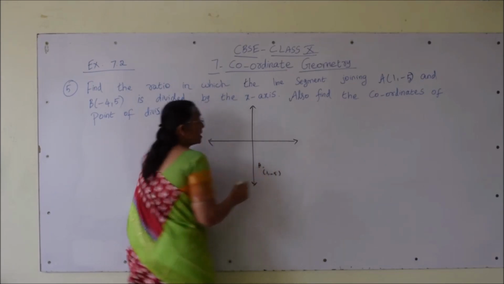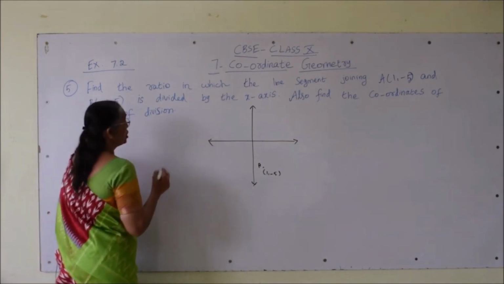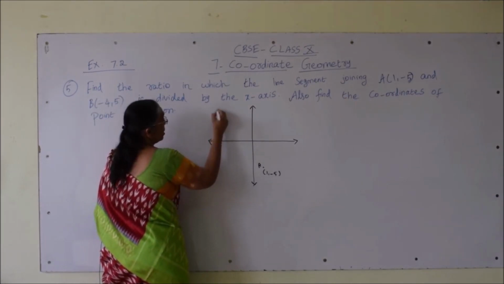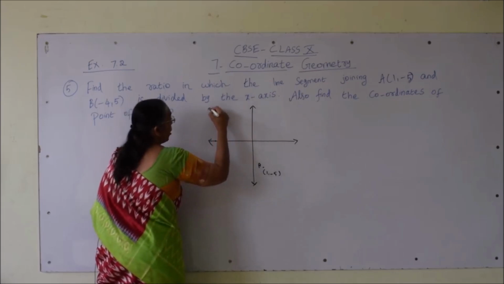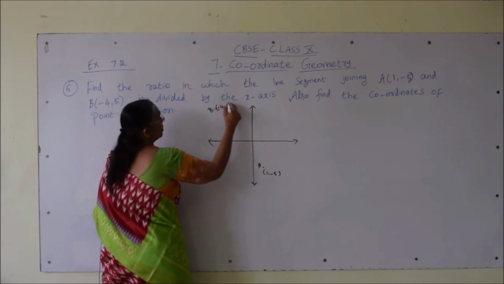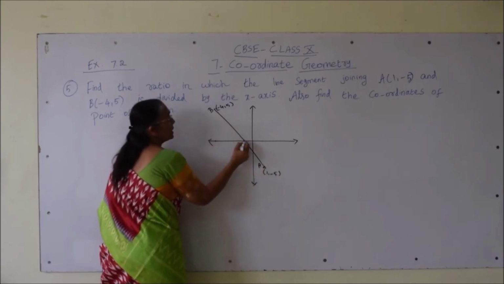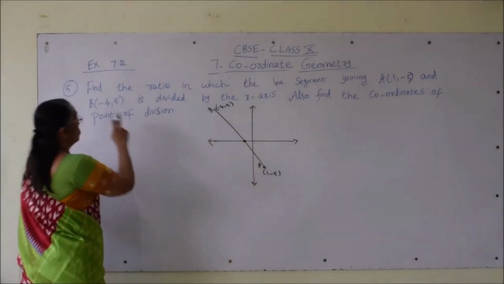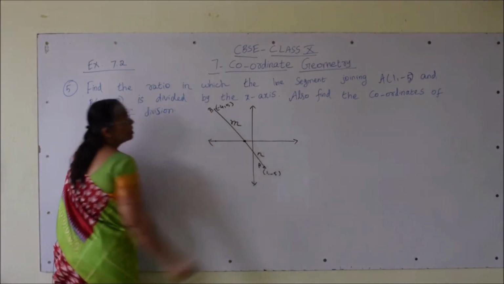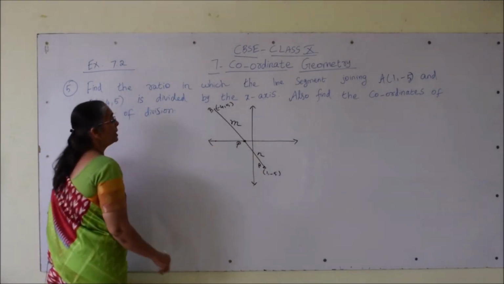1 comma minus 5 is point A and B is minus 4 comma positive 5. So minus 4 will be on this side, the left, negative x-axis, and positive 5. So this is point B, which is minus 4 comma 5. Now the line segment joining A and B is divided by the x-axis. In which ratio? Again this is the ratio m is to n. In the previous problem the point P was given, but here the point is not given.